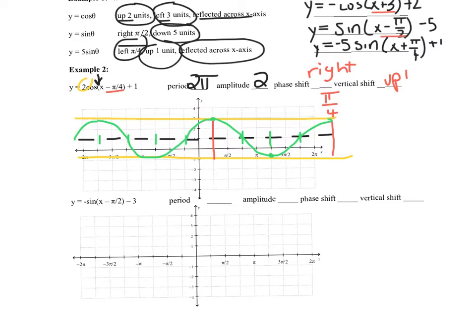So now I'm going to do the second one. First, the amplitude is 1. The period, the coefficient of x is still 1, so the period's still 2 pi. The phase shift is right pi over 2, so I'm going to write right pi over 2. And then the vertical shift is down 3. So just like the other one, I'm going to start by making a dashed line of down 3.